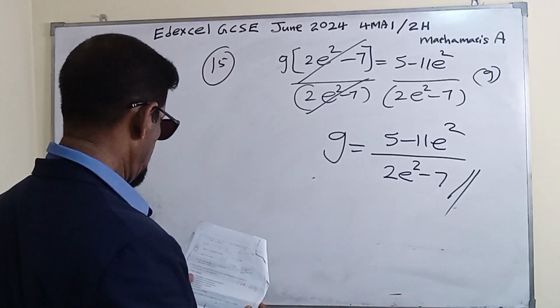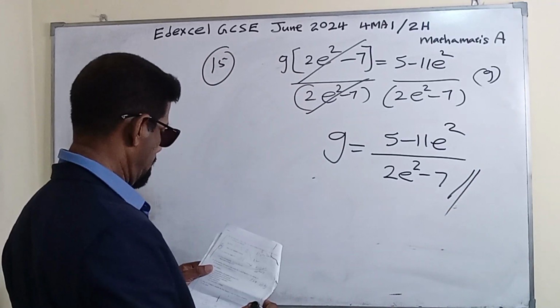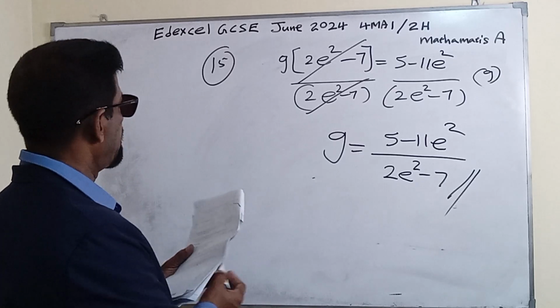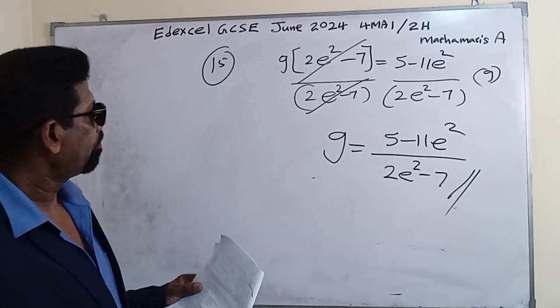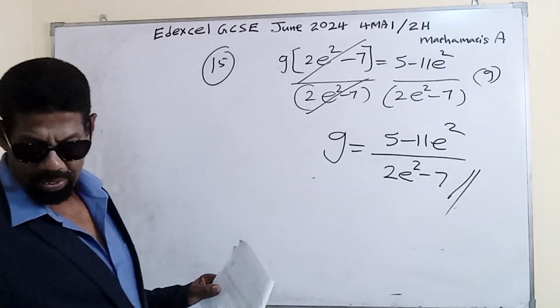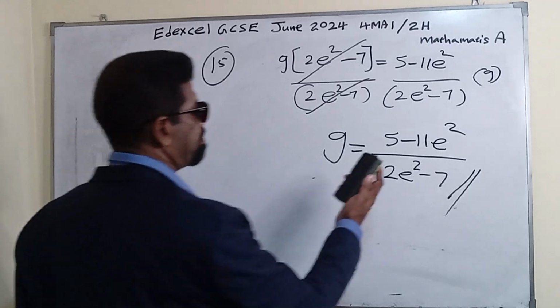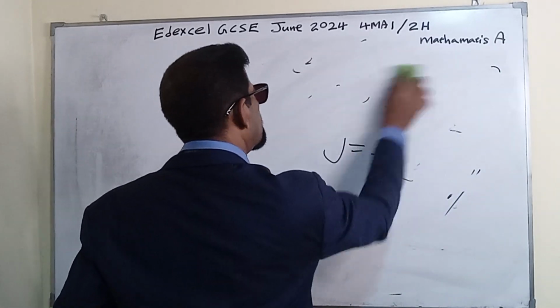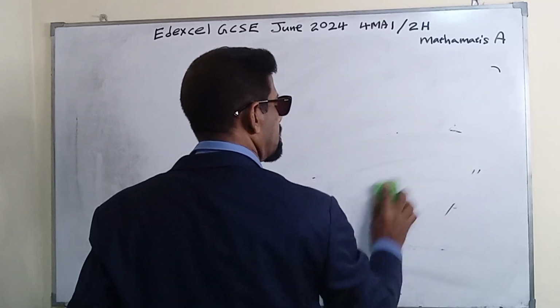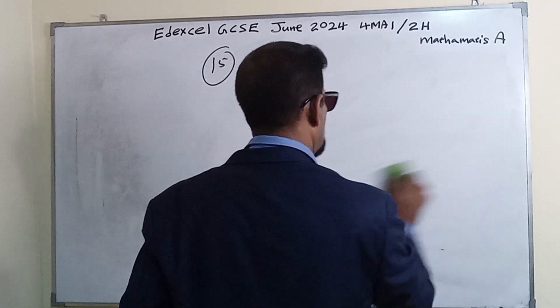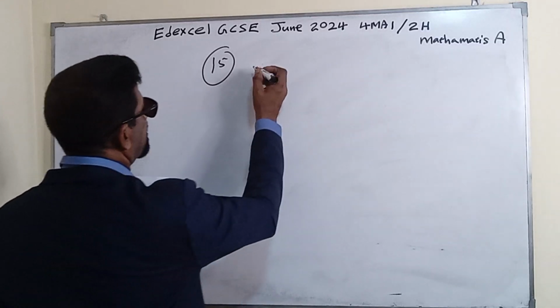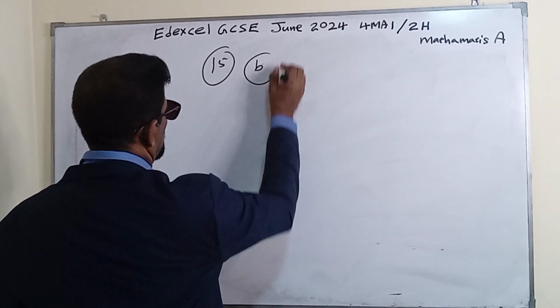This is 15a complete. So 15b. I think you are understanding. Okay. So 15b. That question number 15 is 2024, B.